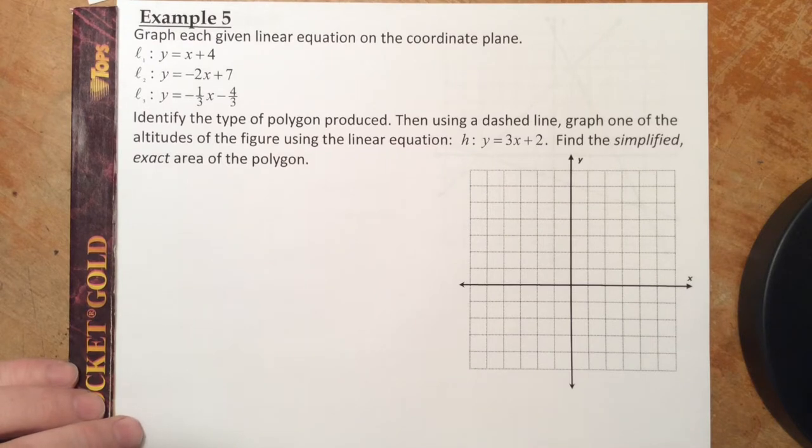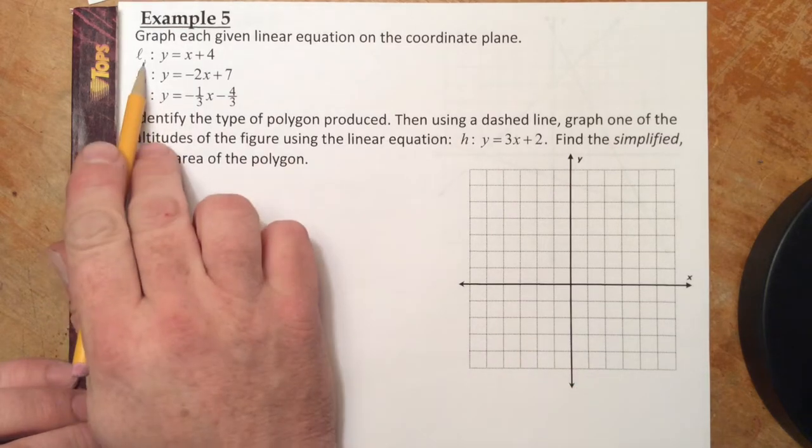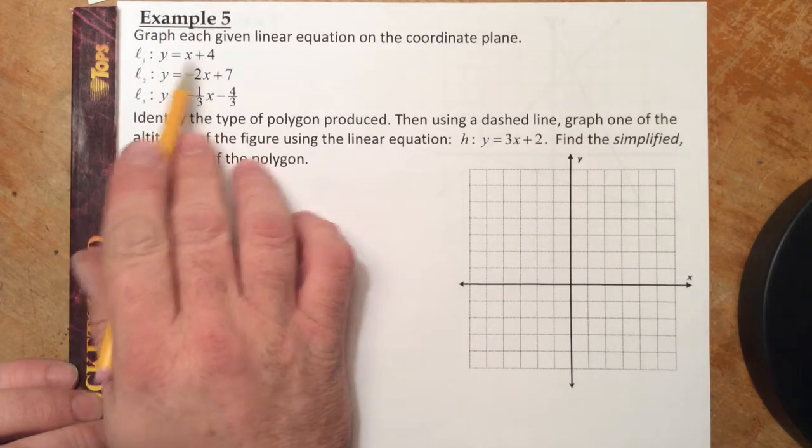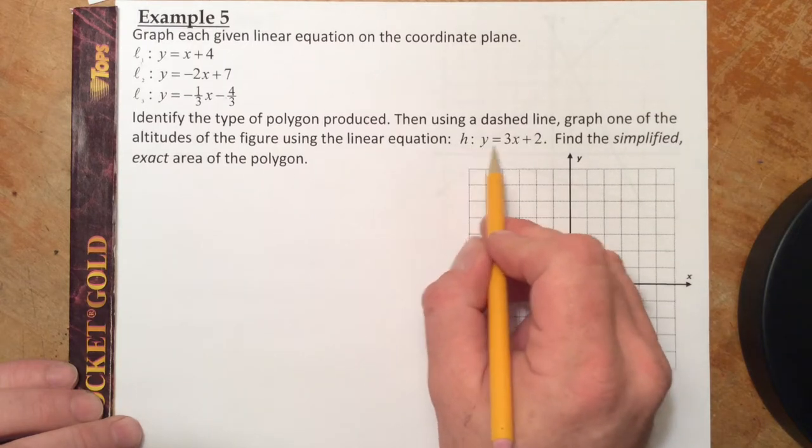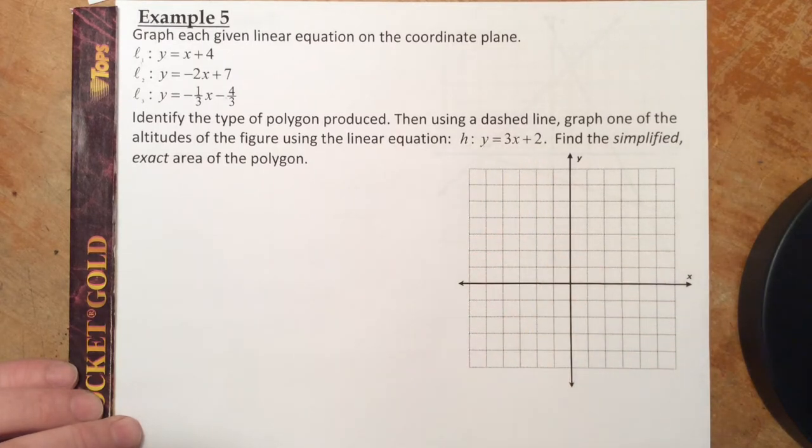Example 5. Graph each given linear equation on the coordinate plane. They give us L1, L2, and L3 with these linear equations. Identify the type of polygon produced. Then, using a dashed line, graph one of the altitudes of the figure, or height of the figure, using the linear equation h right here, y equals 3x plus 2. Find the simplified exact area of the polygon.